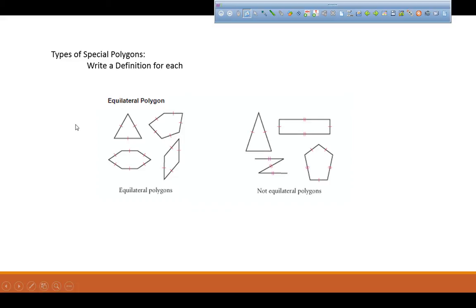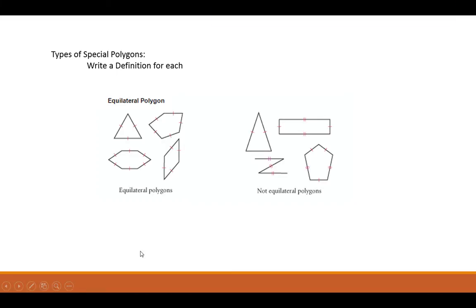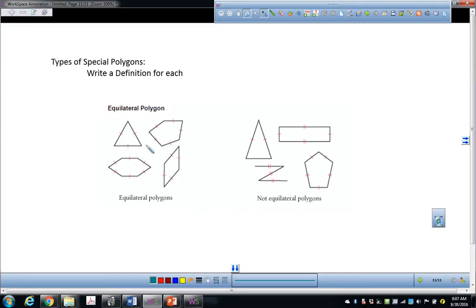What's next? Okay, and now we're just going to talk about three special polygons. Who can tell me what an equilateral, these are equilateral polygons. These are not equilateral polygons. Who can give me a definition of an equilateral polygon? Go ahead over there, Ben. When all sides of the polygon are the same. Very good. Okay. Write a definition.